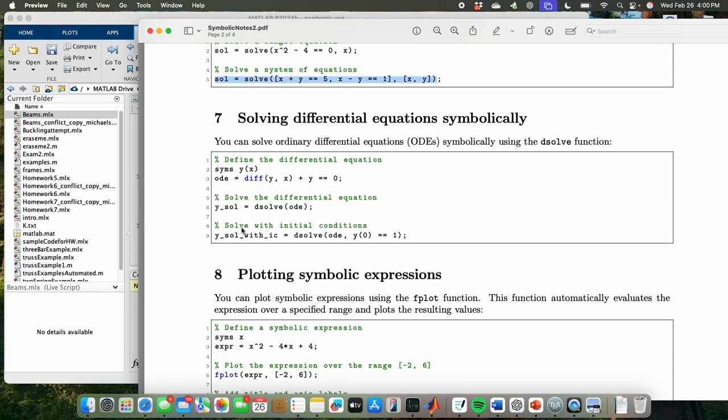TI-89 same thing. Okay, so then the last thing we're gonna talk about is it'll solve differential equations as well, right? So if you have a differential equation, I'm gonna define my symbols.